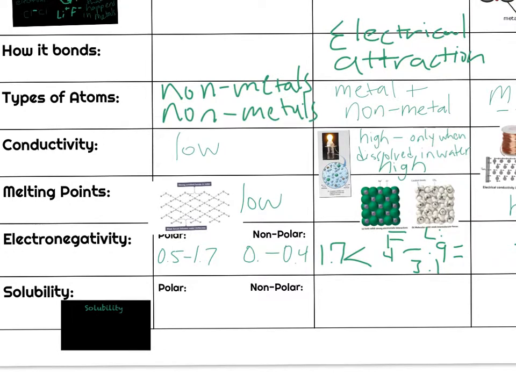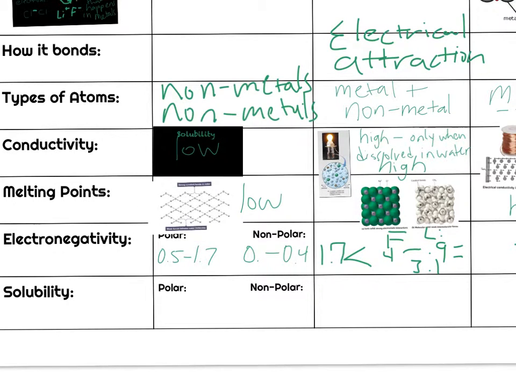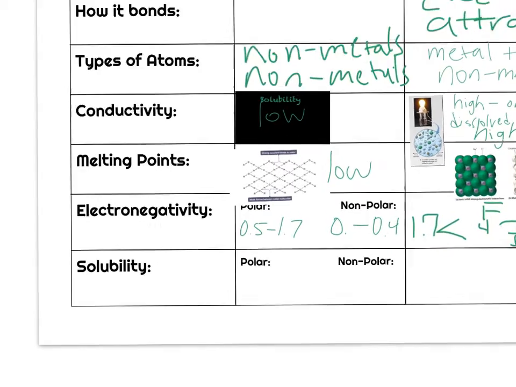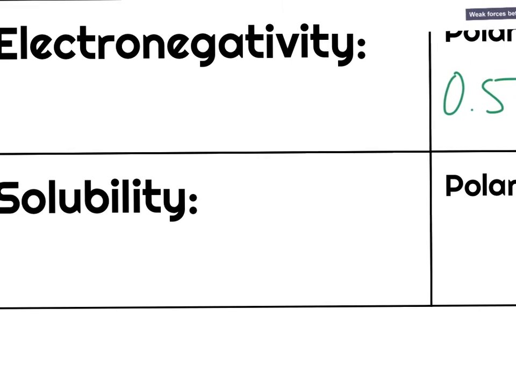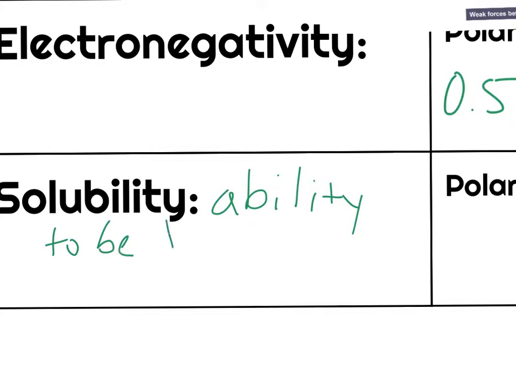Last thing we're going to talk about here is solubility. Underneath solubility here, I'm going to move this out of the way quick. We're going to have a definition for solubility. We don't really know what that is, but we're going to do a lab on it next week. But solubility is basically the ability to be dissolved. So if something can be dissolved in water, we say that thing is soluble in water.